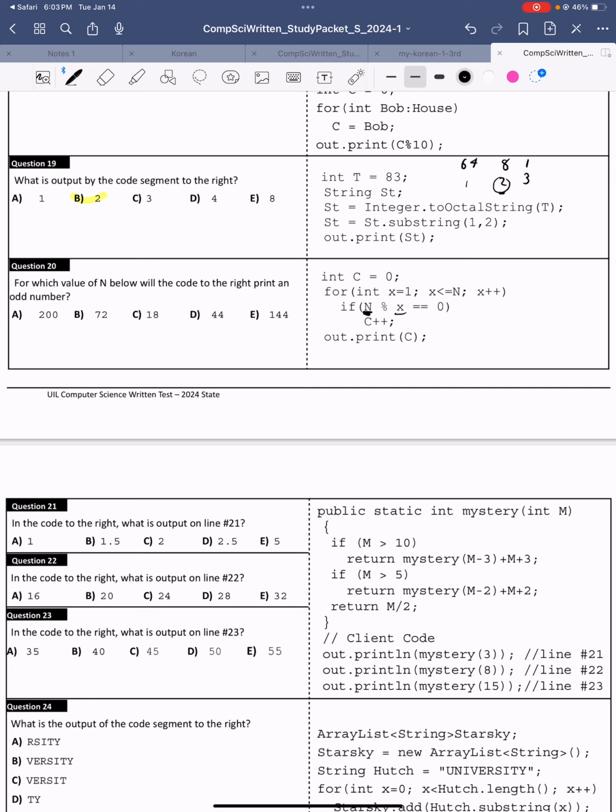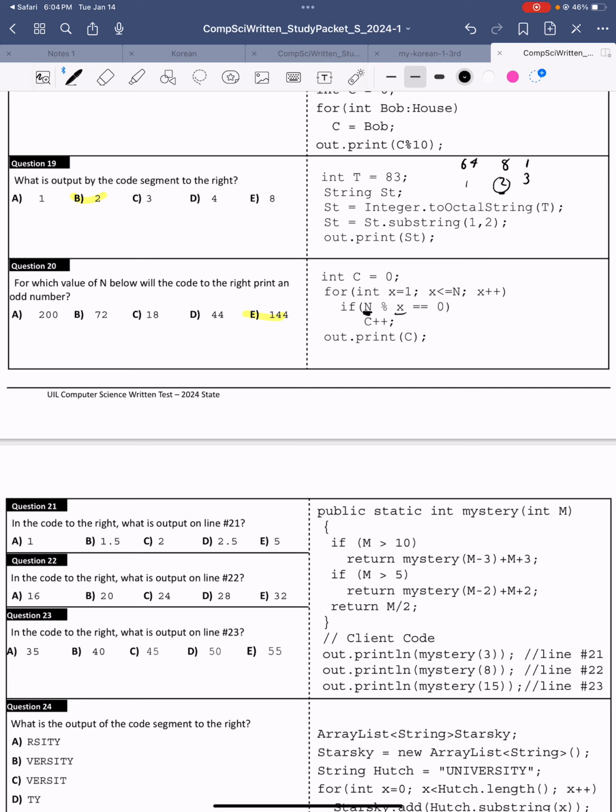Now we want it to print an odd number. So, you're basically adding up the total factors in a number. And if you want an odd number of factors, that number needs to be a perfect square. So the answer is E.